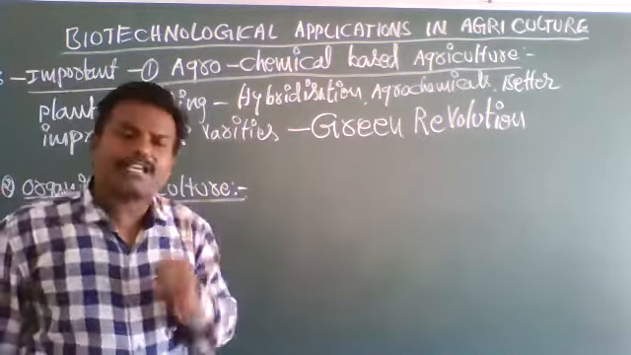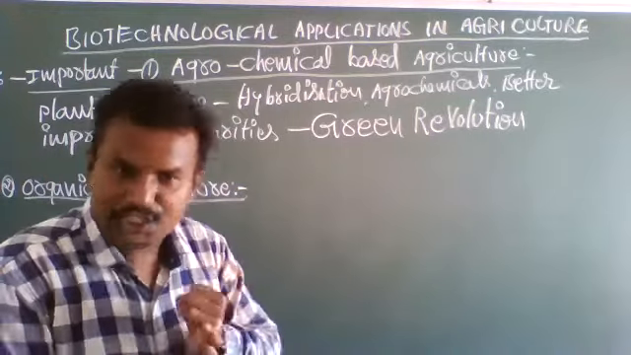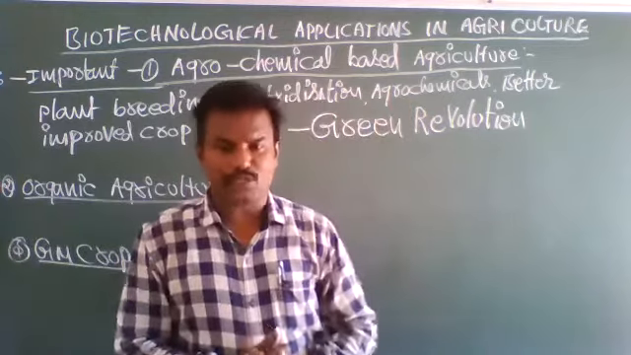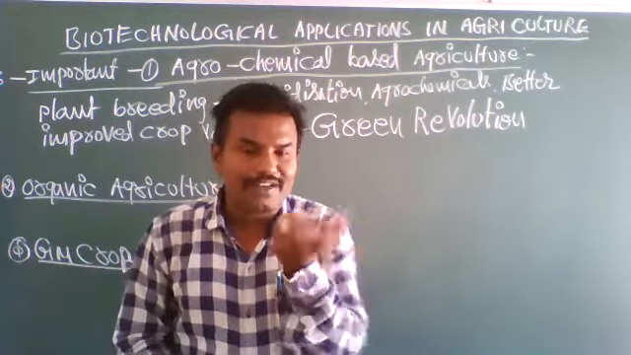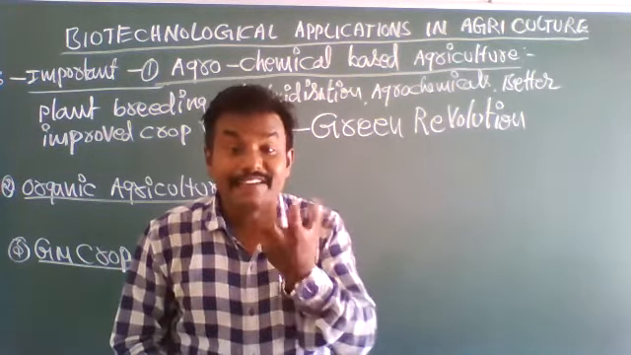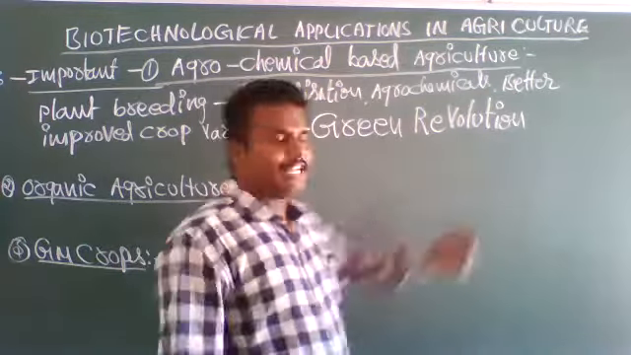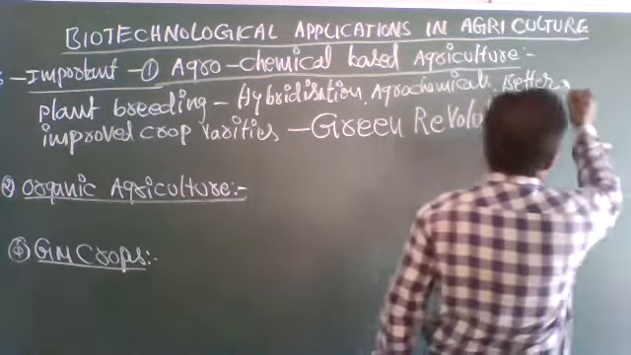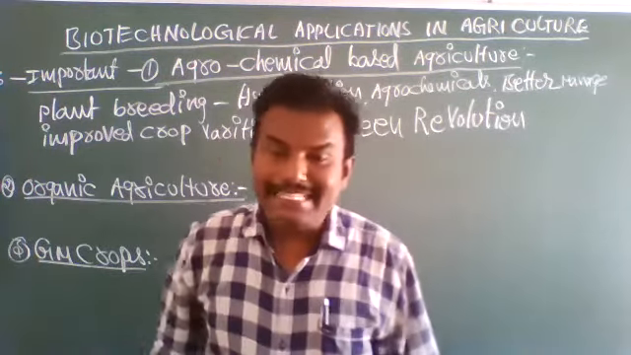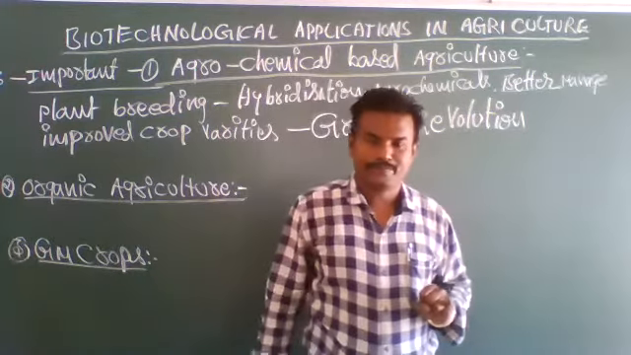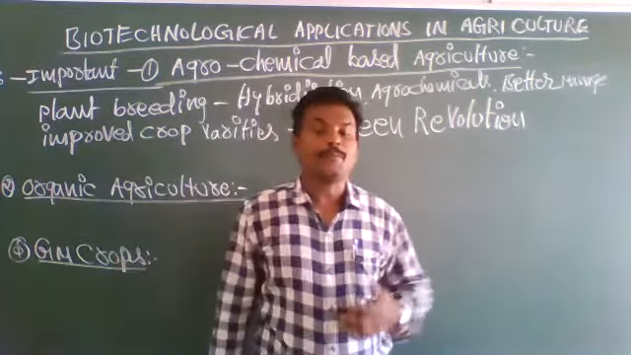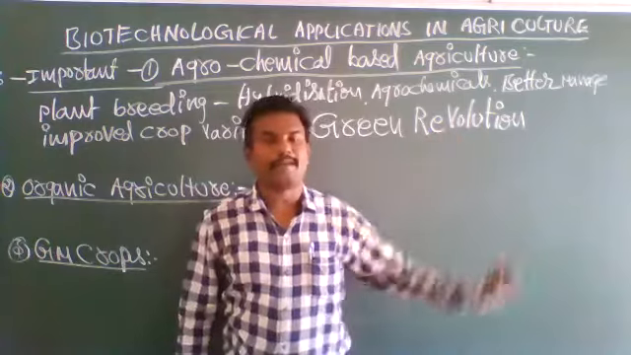So agrochemical based agriculture means what? First one is hybridization techniques. Next one is use of agrochemicals. Use of agrochemicals means fertilizers, pesticides, insecticides, weedicides. And better management practices. Management practices means proper irrigation, proper ventilation, proper weed removal, and proper supply of everything at the proper time. That is called better management practice.